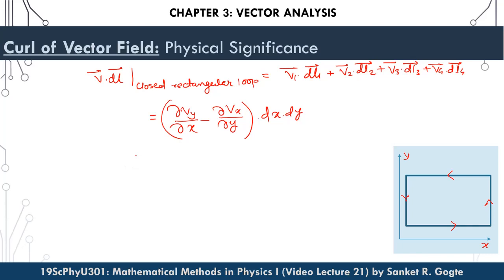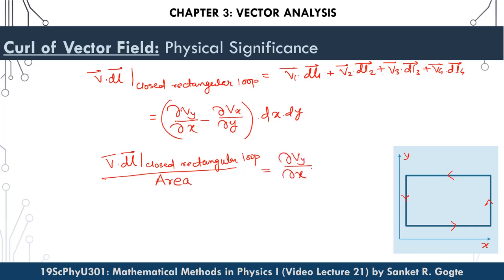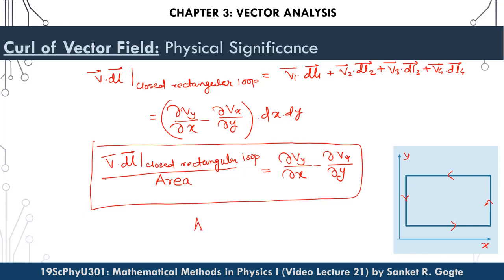Therefore, this line integration over the closed loop, v dot dl, per unit area of the loop is equal to dou vy by dou x minus dou vx by dou y. Note here that the area of this rectangle is equal to this length, which is dx, into this length, which is dy, which is dx into dy.